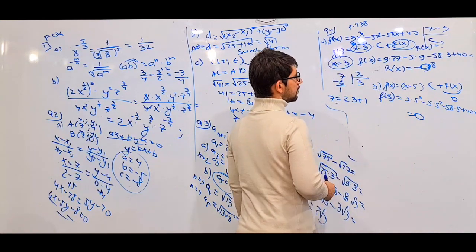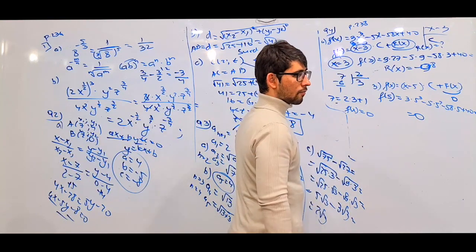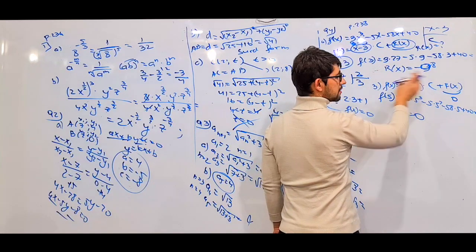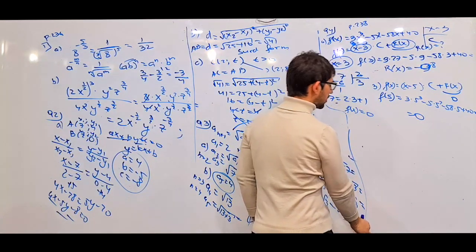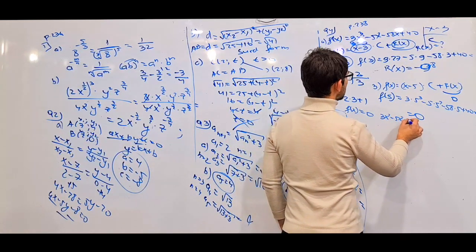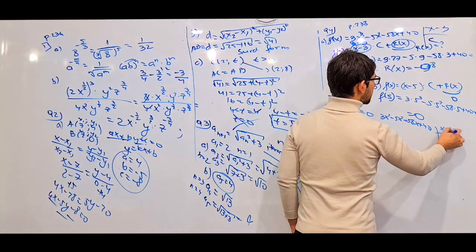Now, you have to find f(x) being equal to 0. How will you find it? You have to divide it by x minus 5 to find a quadratic equation. Then you can use this method. 3x cubed minus 5x squared minus 58x plus 40, divided by x minus 5.